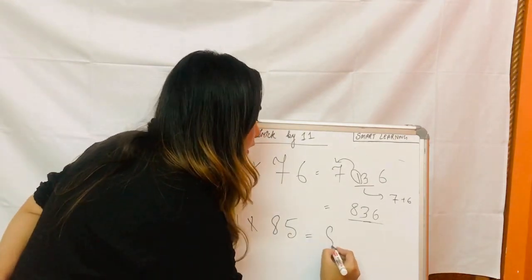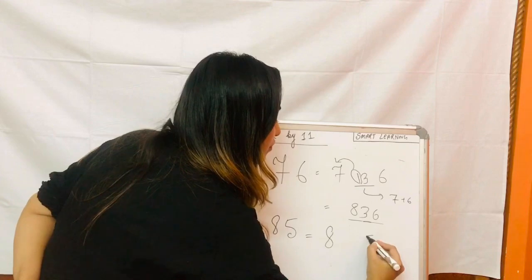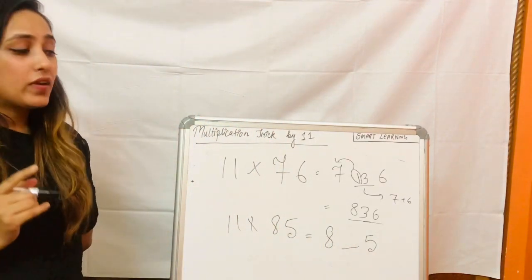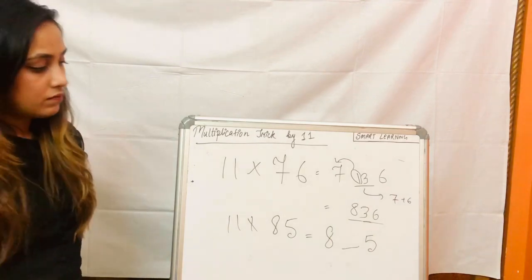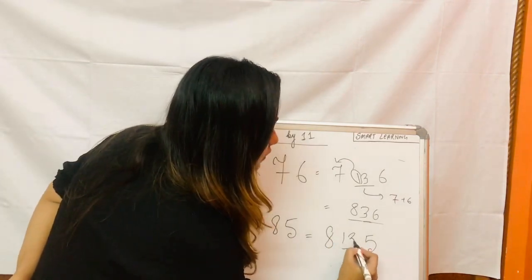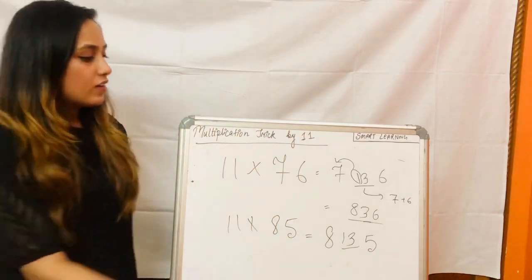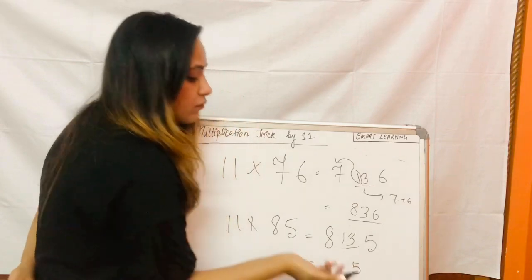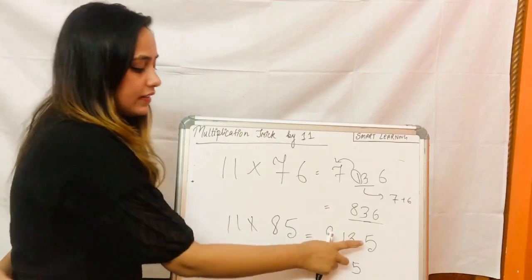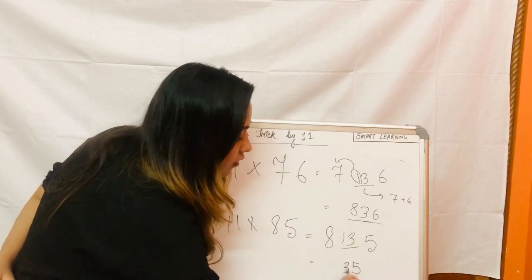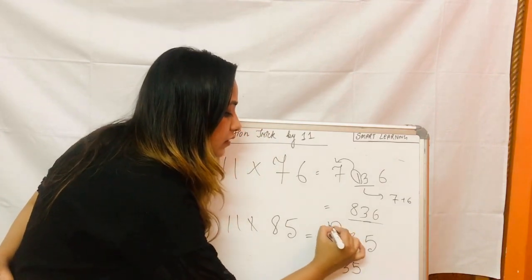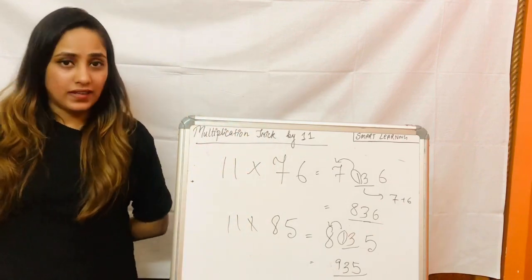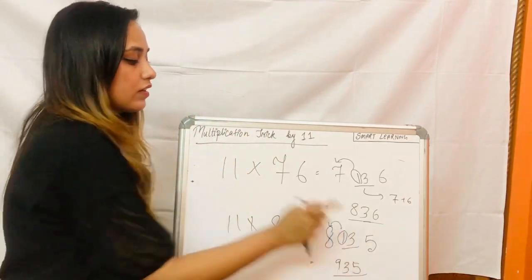Let's see. I'll put 8 here. I'll put 5 here. And I need a 1 digit number here. But when I add 8 and 5, I'll get 13 again. Because now see, 5 stayed 5. I told you on this one also that 3 will stay as 3. I'll add this 1 up here, that is 935. So 11 multiplied by 85 is 935.